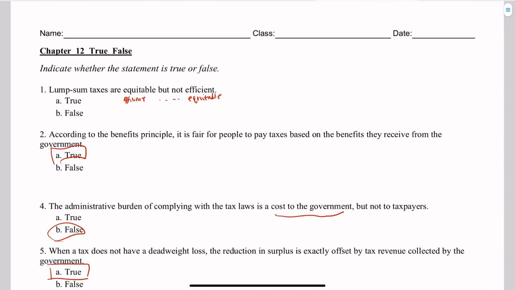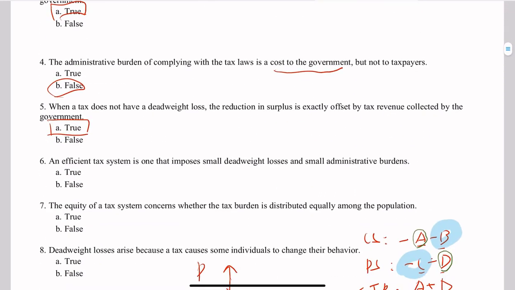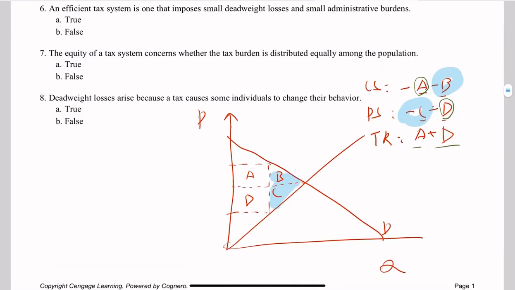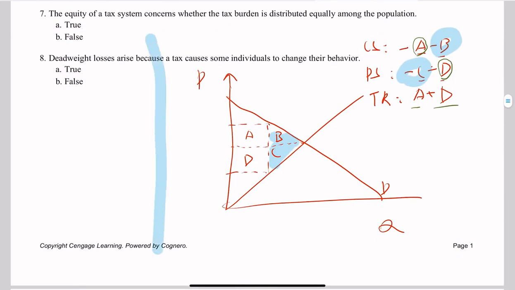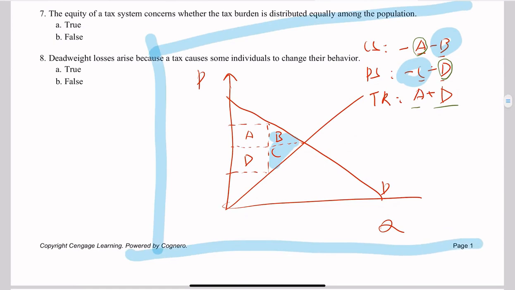Now this essentially implies that if the reduction in surplus can be exactly offset by tax revenue, there will be no deadweight loss. Again, in this case, we have deadweight loss because the reduction in total surplus is larger than the increase in tax revenue. So if the reduction is equal to tax revenue, then in the end, we won't have any deadweight loss.